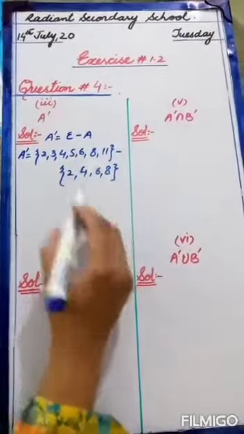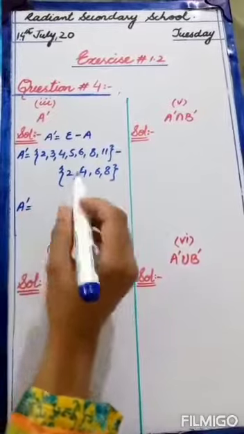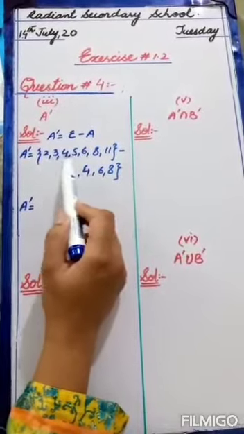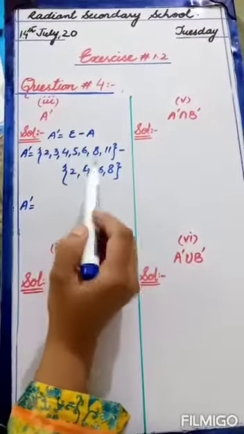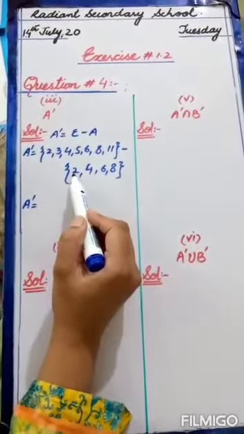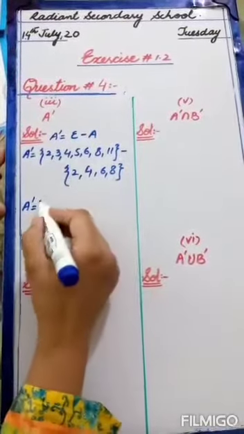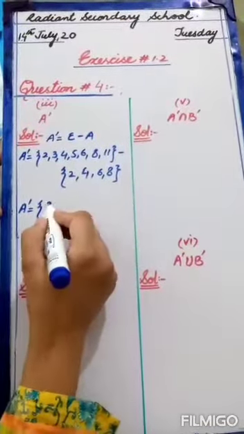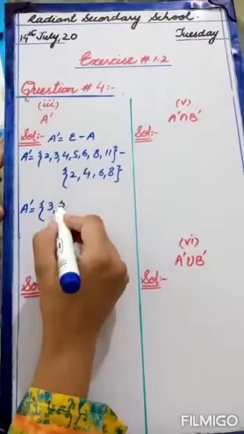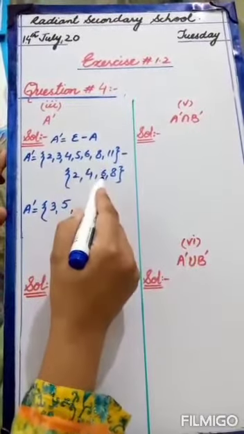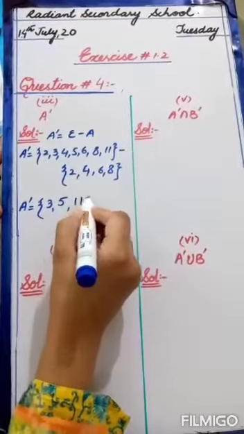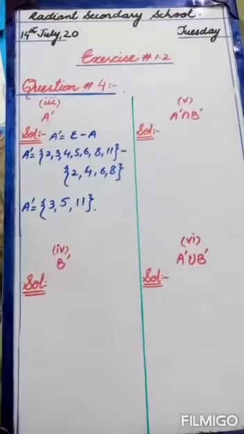Okay. Now what is the meaning of the difference? Difference means we will write the elements of the first set which are not present in the second. First of all, 2 is there. 2 is present in this set, so we will not write 2. Next element is 3. 3 is not present in this set, so 3 will be there. Next 4. 4 is present. We will not write it. Next 5. 5 will be written. Next 6. 6 is present in both the sets. We will not write it. 8 is also present. And the last one is 11. This is the A complement.